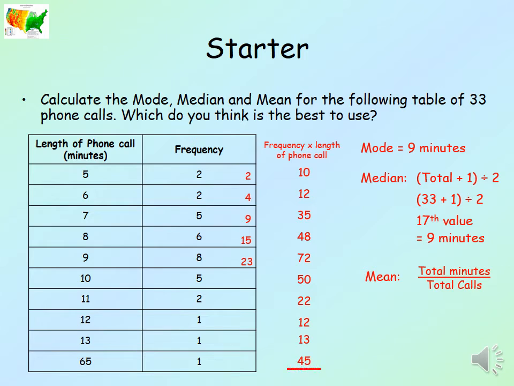Okay, then we need to total that, and the total of that is 339. So 339 divided by 33, and we get the answer 10.3 minutes. Okay, so moving on to today's topic.